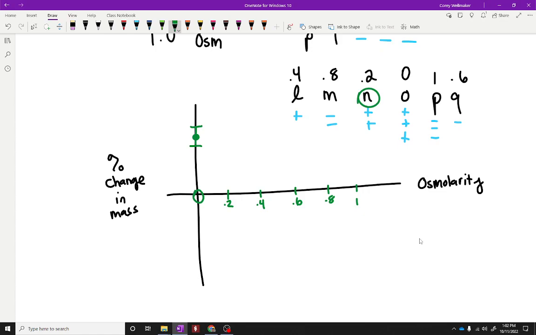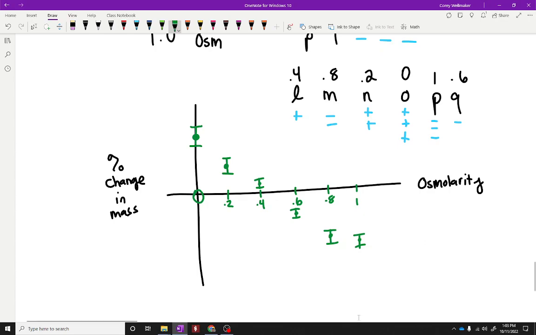0.2, that would be whatever my percent change in mass is for beaker N. So it was positive. It was a little bit less positive, but it was still positive, and so I have my 2 SEM. For 0.4, let's say it was barely positive. Well, let's make it something like this. There's my 2 SEM. 0.6, maybe something like this. 0.8, something like this, and 1, something like this.